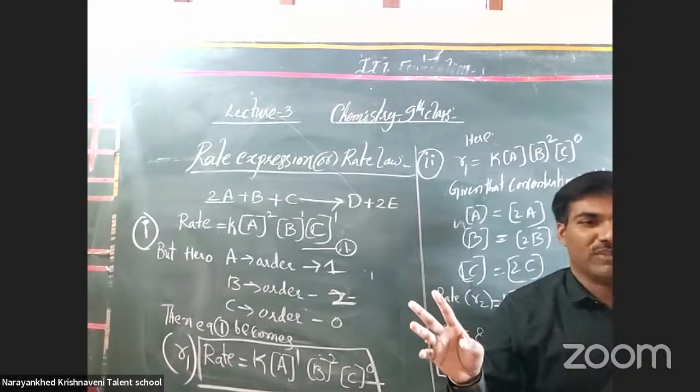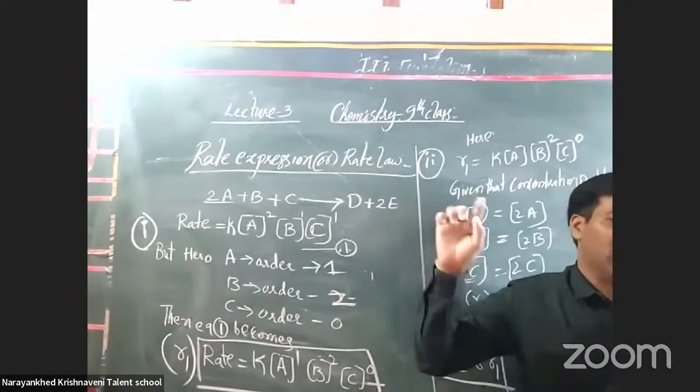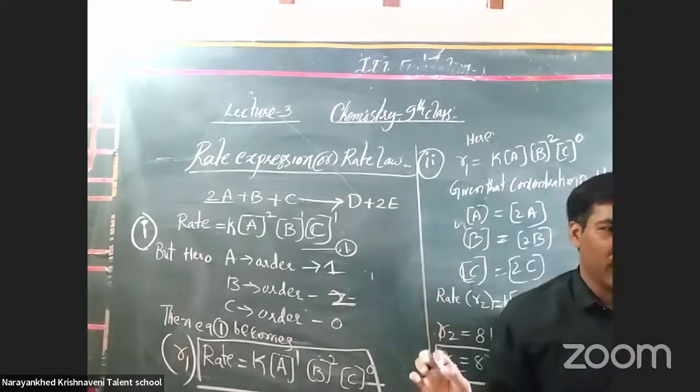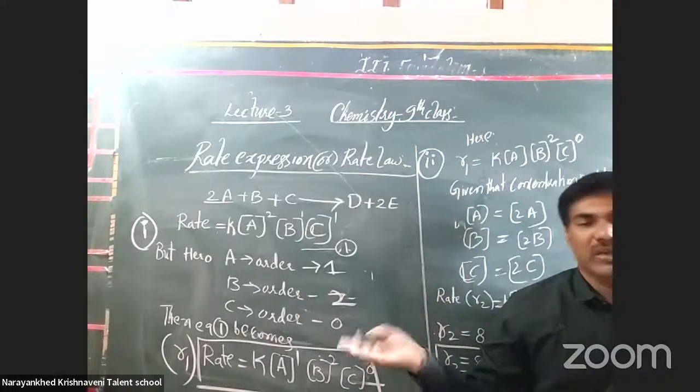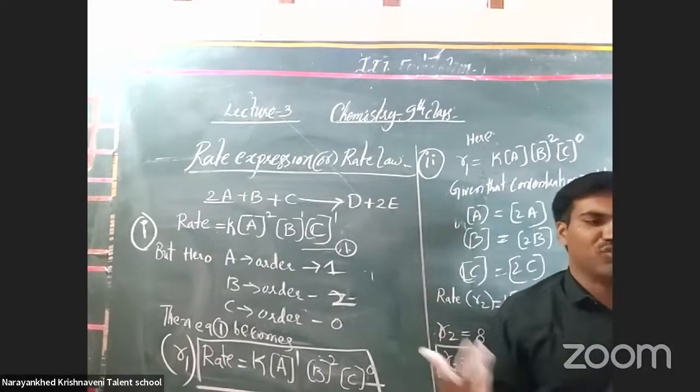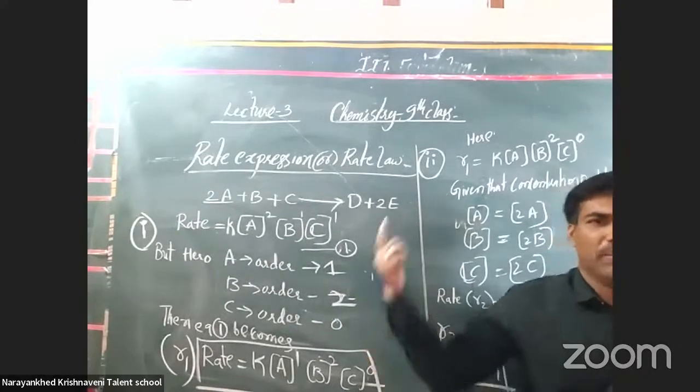What did you understand from this? 2 to the power of number of products, into the initial rate. Like that, there are so many formulas we get further. Please note it down.